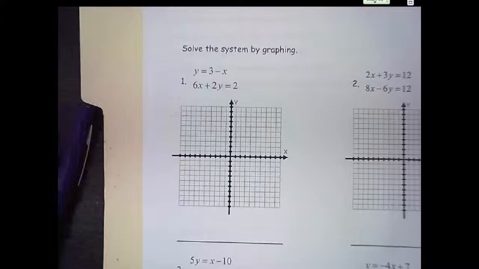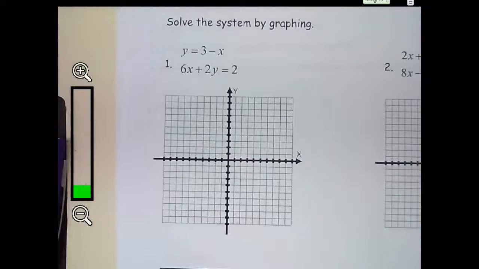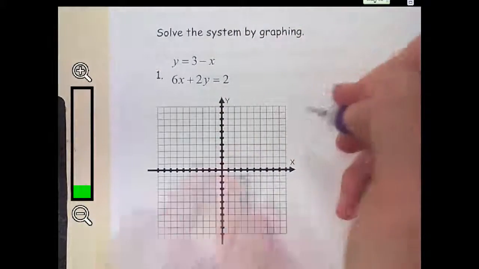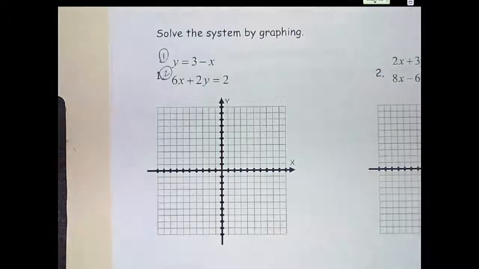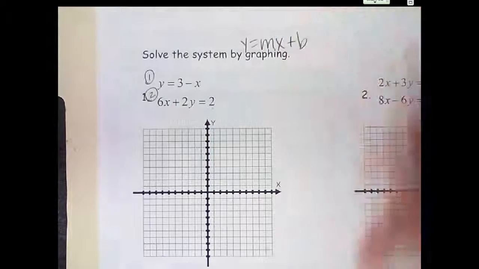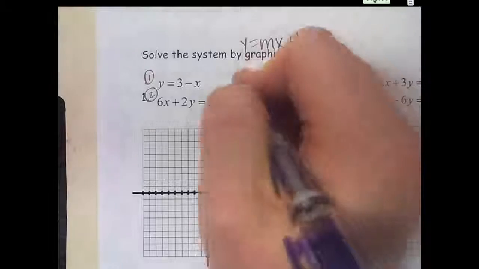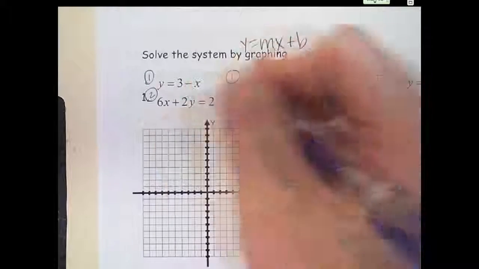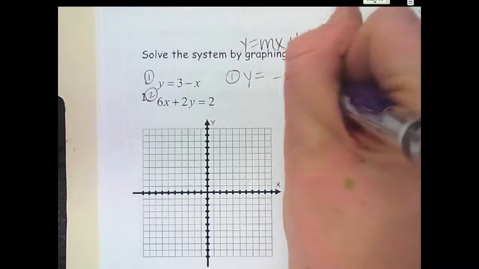When you're doing these, I would recommend numbering the equations, and that way when you're doing your work over here, I can easily see which equation is which. So I'm just going to label them 1 and 2. What form do I always want these in? Slope-intercept form, y equals mx plus b. That's the first thing you're going to do. So for number 1, I'm going to change the order so I can graph it: y equals negative x plus 3.